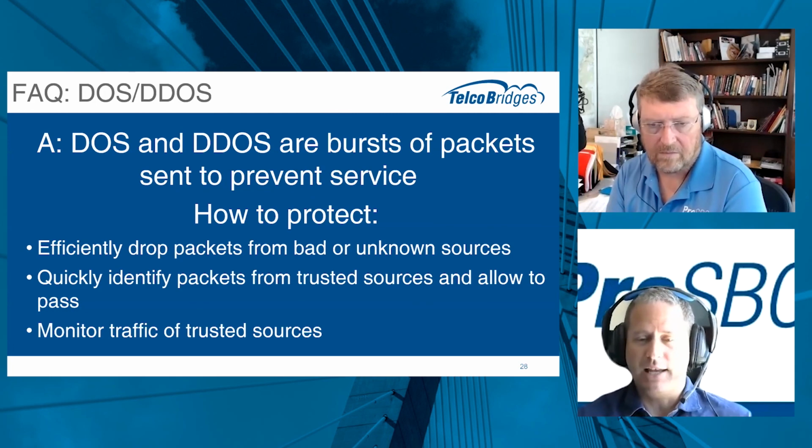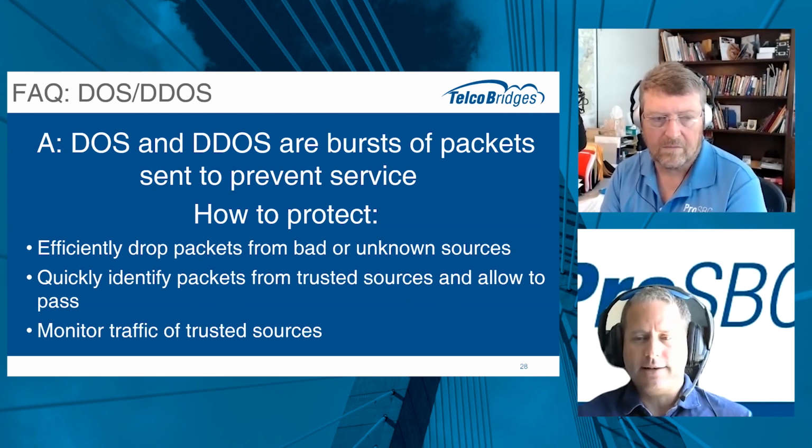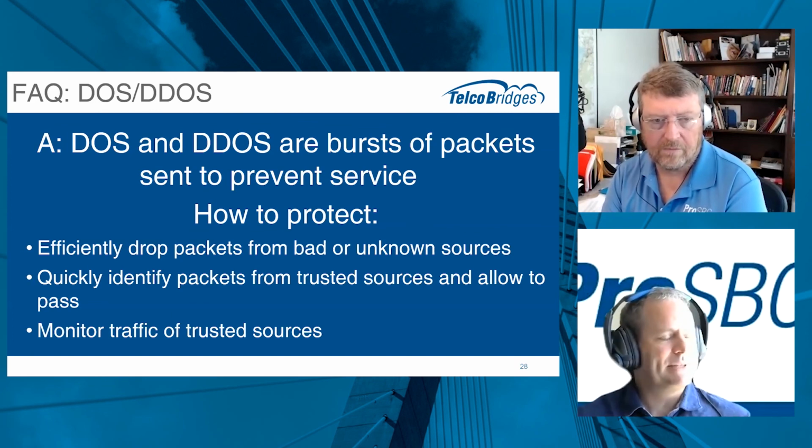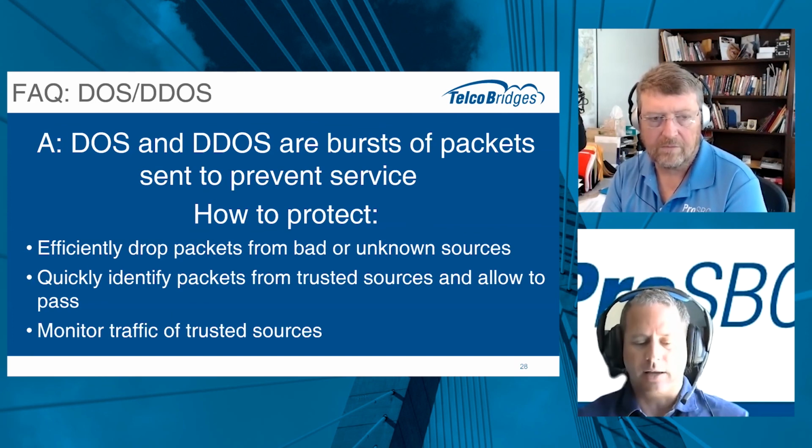So you drop the invalid, keep the valid ones. That's very efficient. And then the other thing is to monitor the traffic from the trusted sources so that there's no traffic being blasted through the system from a trusted source. One of it happens sometimes if someone gets hacked, right? Like a PBX gets hacked, it can start sending a lot of traffic through the system, and the SBC can block this type of traffic if it detects unusual patterns.